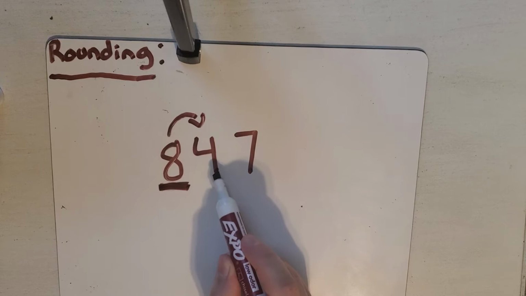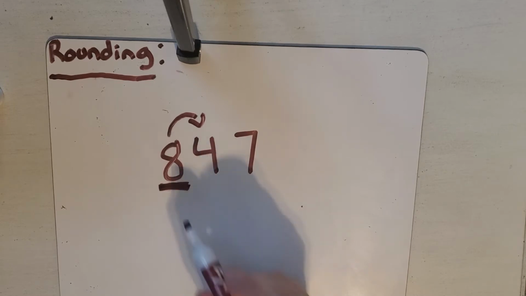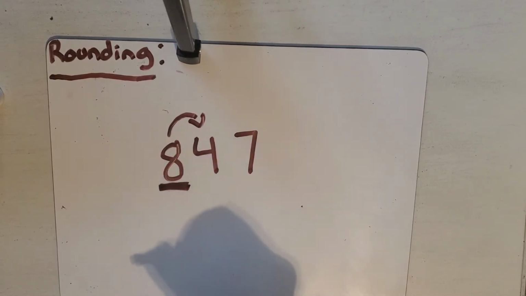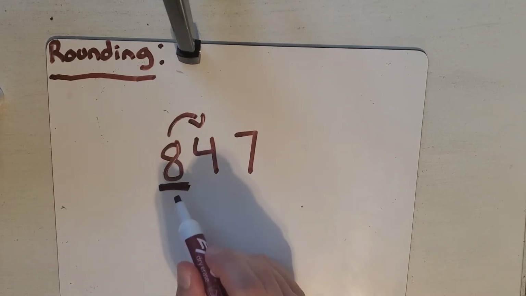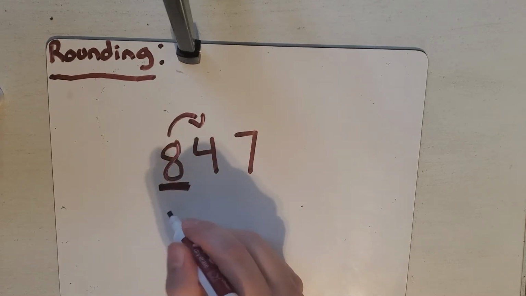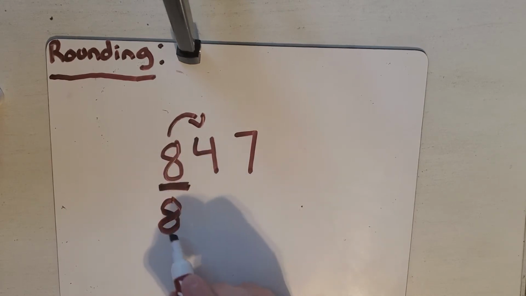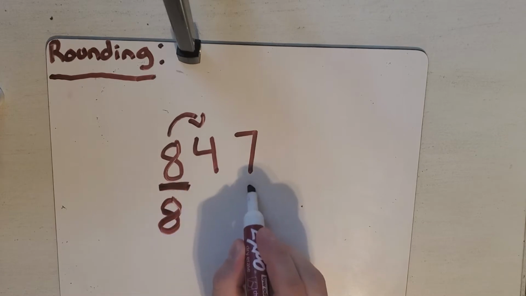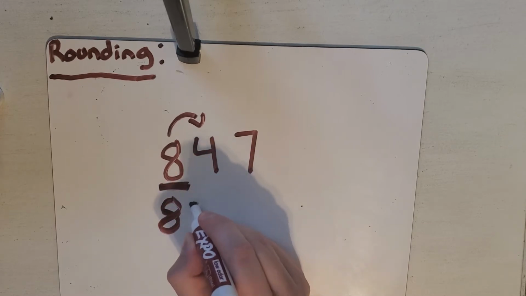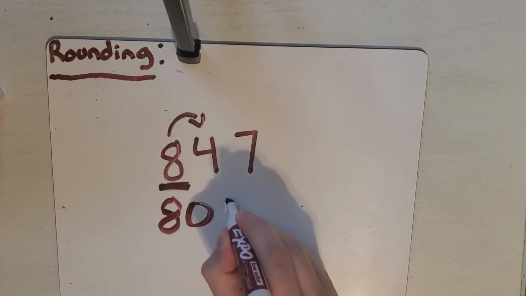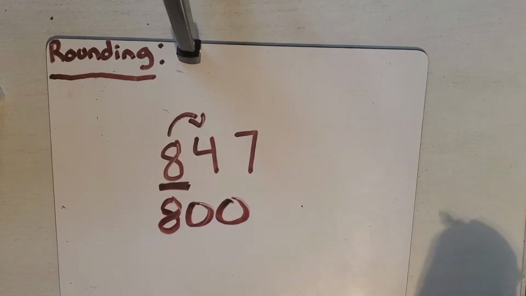Is my number next door more than 4? No, it is 4, so it's not more than 4. 4 is not more than 4. So I do not need to add anything to my underlined number. It's going to stay the same. Then every number after your underlined number always becomes a 0. So 847 rounded to the nearest 100 is 800.